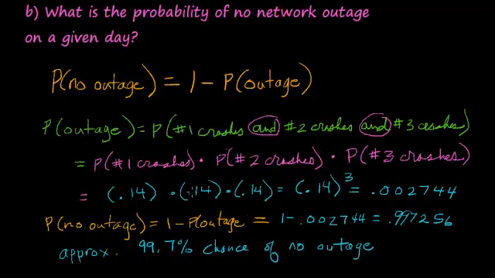So that's an important thing for the network manager to understand about his system. He knows that each server only has a 0.86 chance of not crashing, as we saw, 1 minus 0.14. That's not a great performance there, but if he backs it up with 2 other servers, he has a really good chance of the network staying operational and no outage. So this is an example of an important type of problem in probability called redundancy.